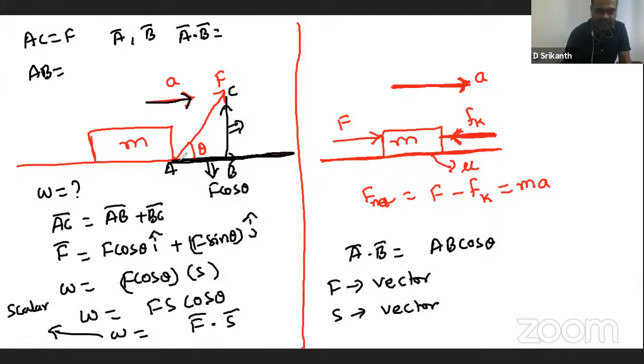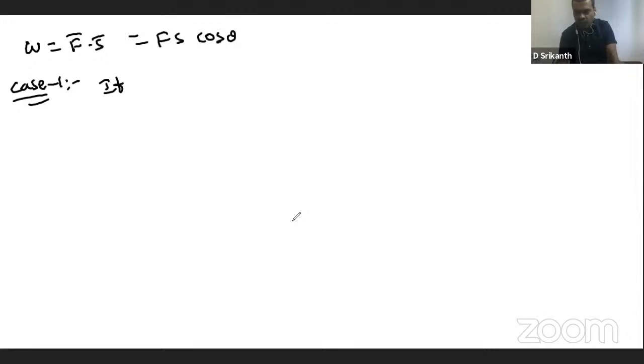That means here I am considering the component of F bar along the direction of displacement. So that's why I am using the dot. If rotation of one vector around another vector is there, then I will consider the cross product or vector product. So W equals F bar dot S bar. Suppose case 1: it is Fs cos theta, where theta is the angle between force and displacement.